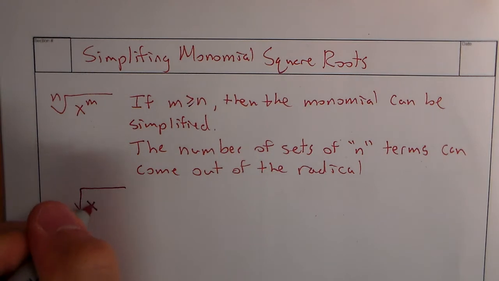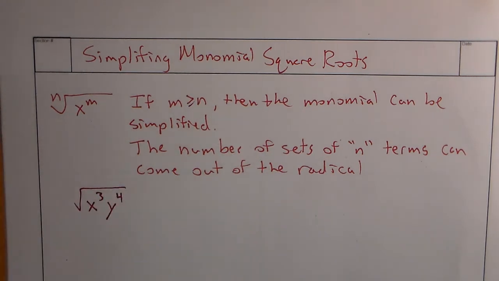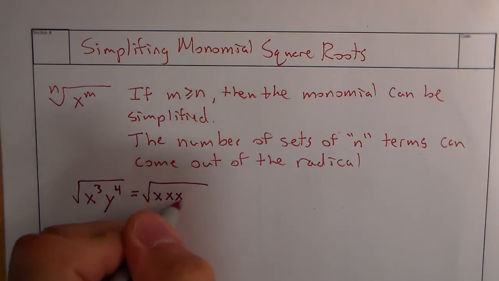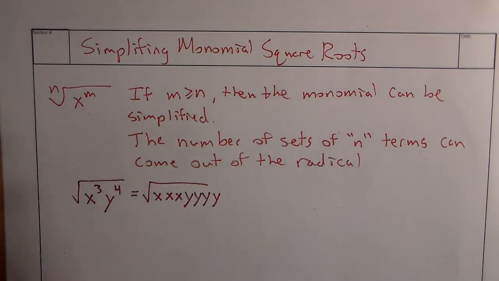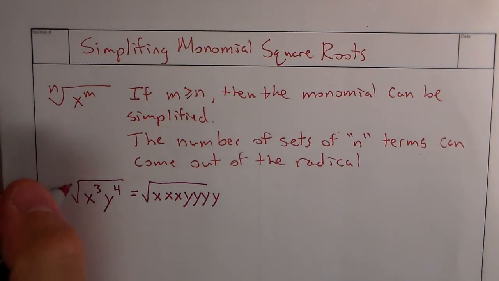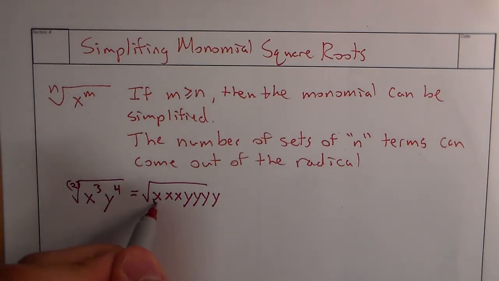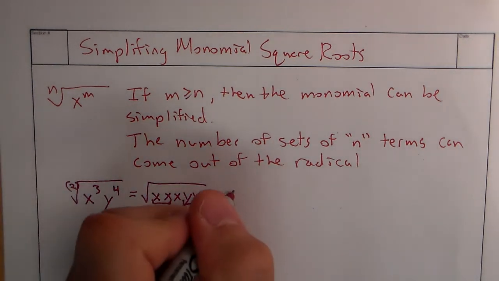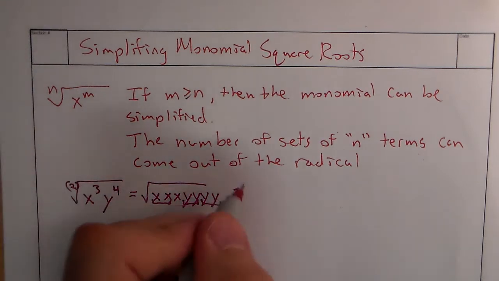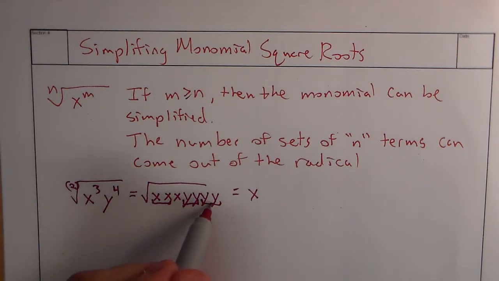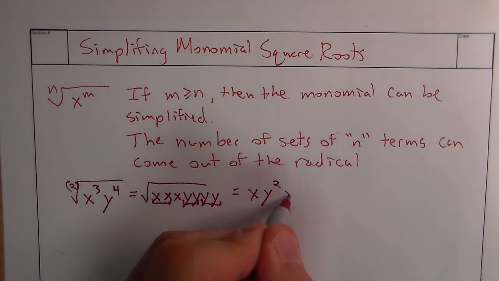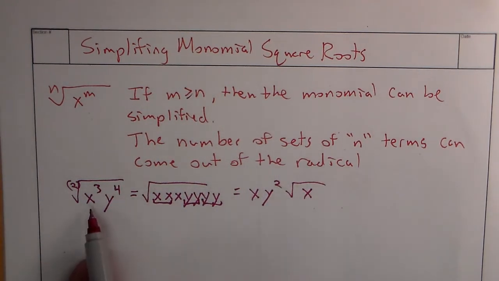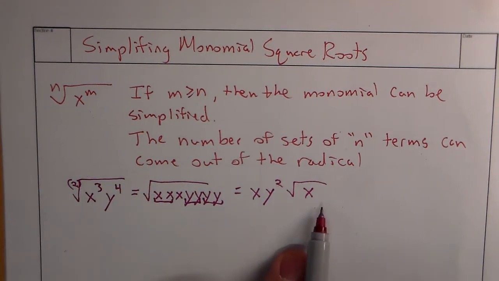Let's say I have x to the third, y to the fourth, and I want to find the square root of that. So that says that I have 3 x's and 4 y's. Now, if it's square root, we've talked about before that we're literally looking at a set of 2. So I have one set of x's, one set of y's, and another set of y's. Together that takes out one set of x's, it takes out 2 sets of y's, and it leaves us with an x on the inside. So we would say that this simplifies to be x y squared square root x.